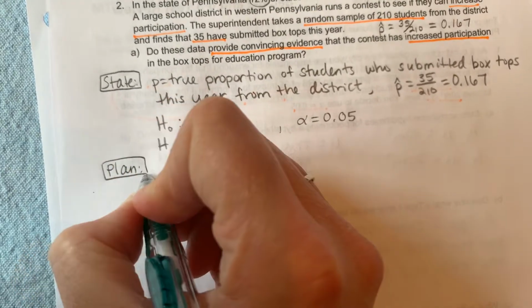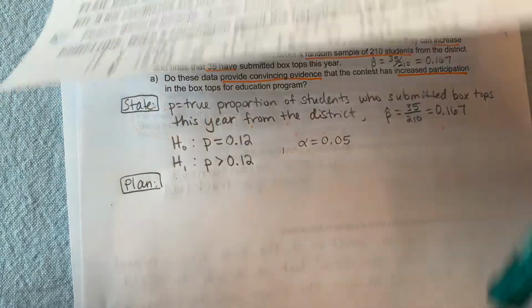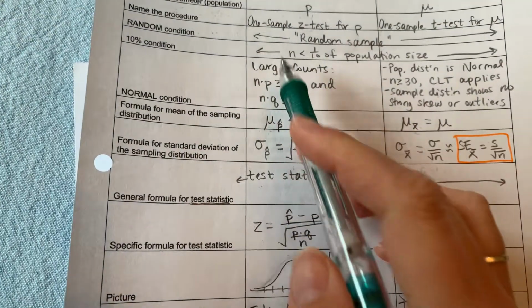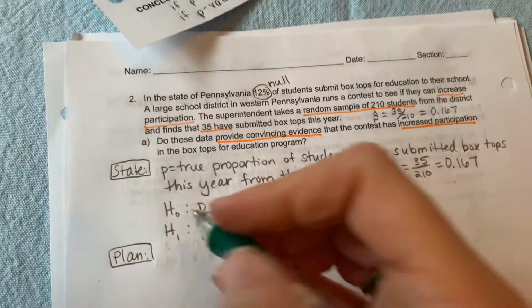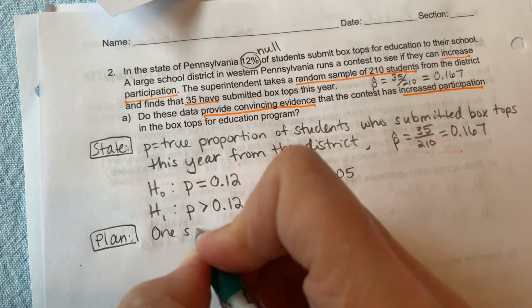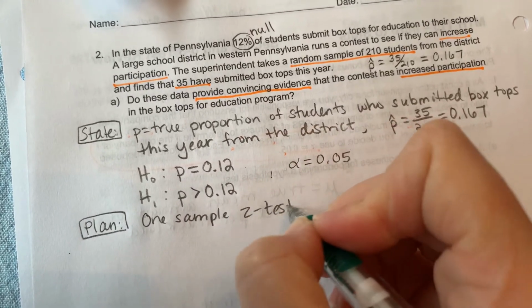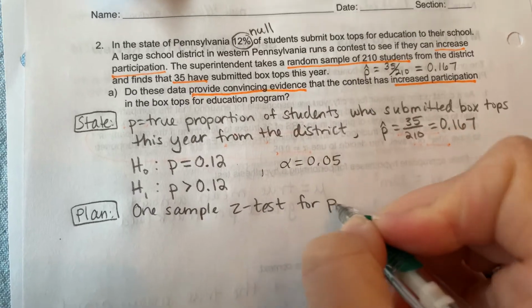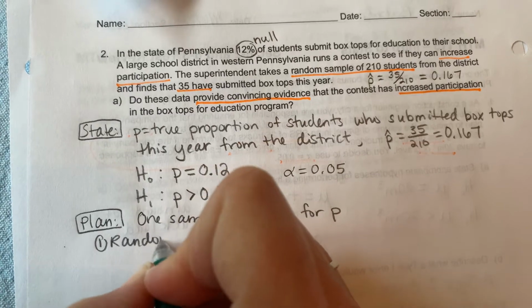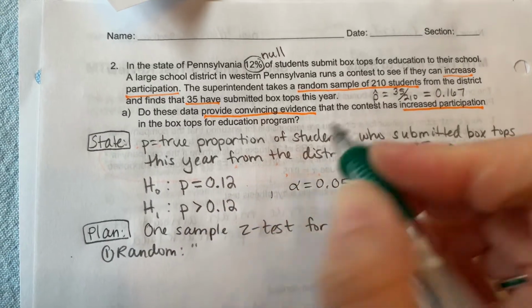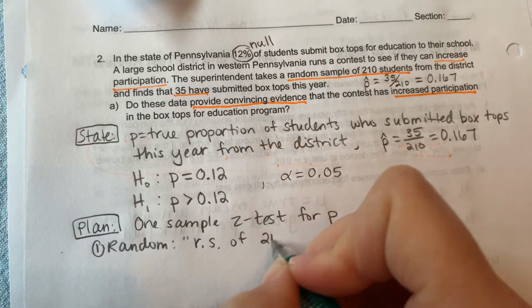So remember, I have to write the name of the procedure. For hypothesis test for proportions, it is a one sample z test for p. That is what I'm using. One sample z test for p. Okay, and then I have to check my conditions. So the first condition is always the random condition. And in the problem statement, it says I have a random sample of 210 students.